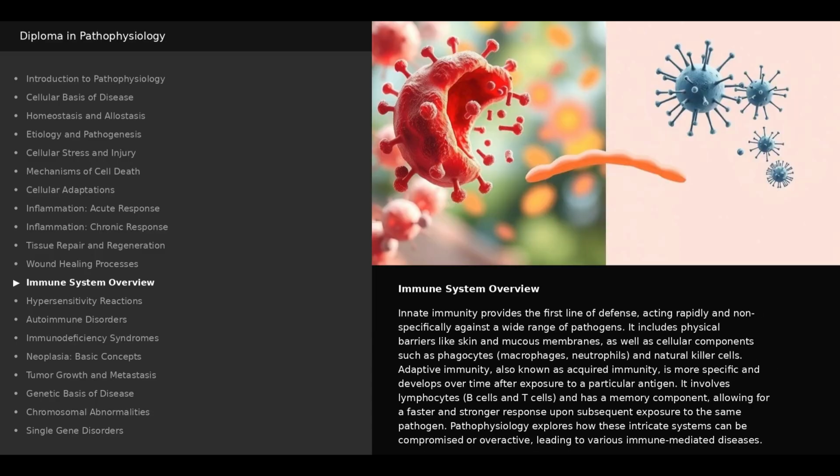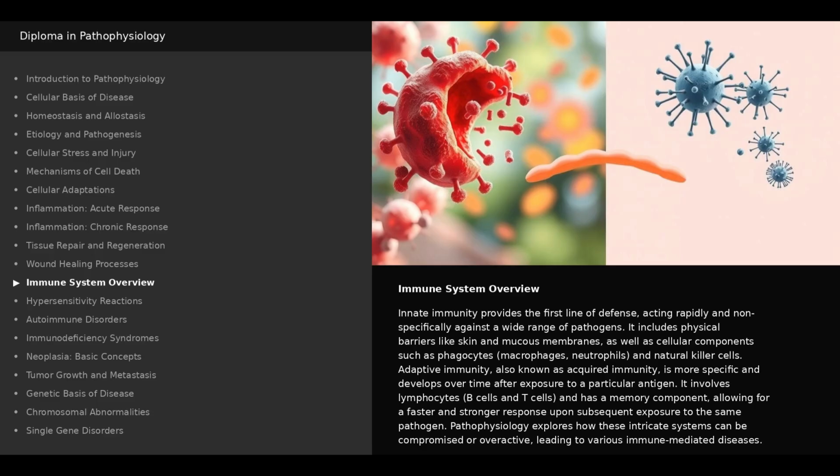Innate immunity provides the first line of defense, acting rapidly and non-specifically against a wide range of pathogens. It includes physical barriers, like skin and mucous membranes, as well as cellular components, such as phagocytes, macrophages, neutrophils, and natural killer cells.